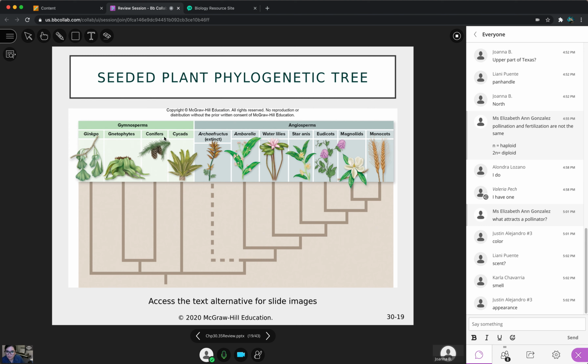Kind of cool. Okay, so here I've got a phylogenetic tree. This just shows you the progression of plants that we have now. Our angiosperms are going to be the most recently developed. Gymnosperms came before. Those are all our cones. Angiosperms are our flowering plants. The last one on the right says monocot. Monocots are going to be things like corn and wheat. Those are monocots. But they still are flowering plants because they're in that angiosperm group.